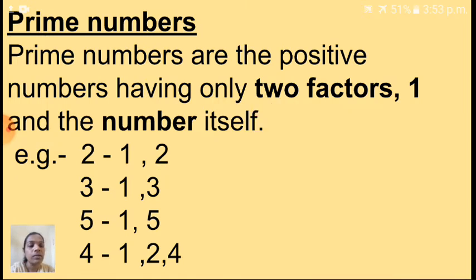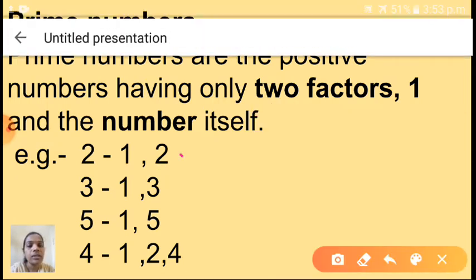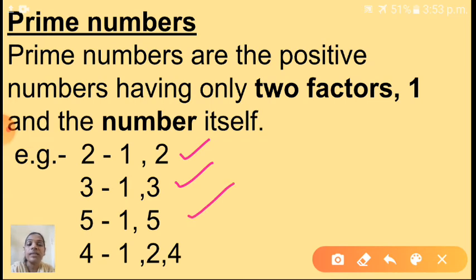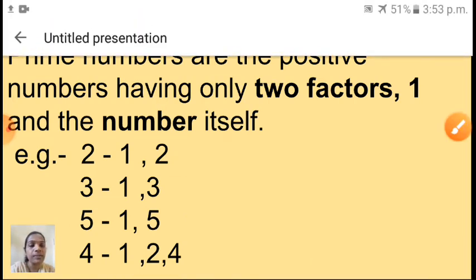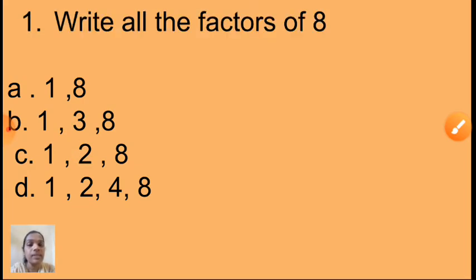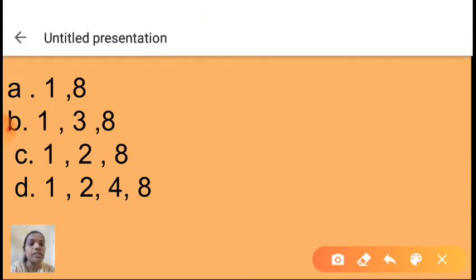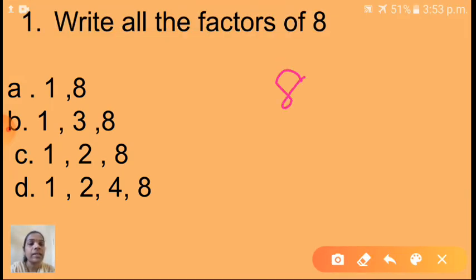So here I have given some examples. Yes, 2, 3, 5, these three numbers are having only 2 factors, but this 4 is having 3 factors. So here 2, 3 and 5 are called prime numbers. Understood, children? See here, also I have given some questions. Write all the factors of 8.